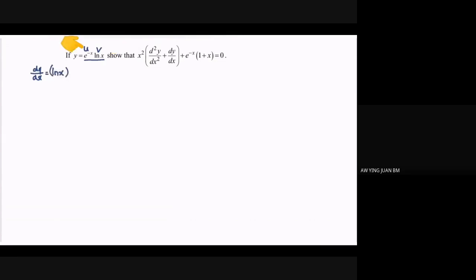Differentiate the u and we will have e to the power negative x. Differentiate the power and we will have negative 1 plus e to the power of x. Differentiate ln x and we will have 1 over x. So now simplify the situation. dy/dx equals negative e to the power negative x ln x plus e to the power negative x bracket, we have x to the power negative 1. So now I'm going to proceed with the second derivative.